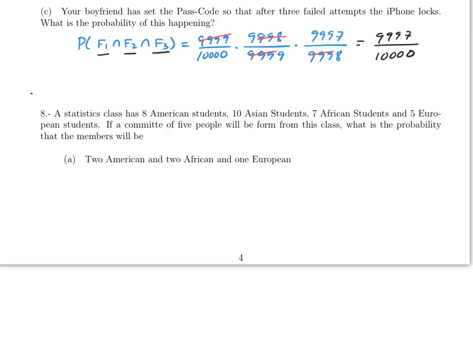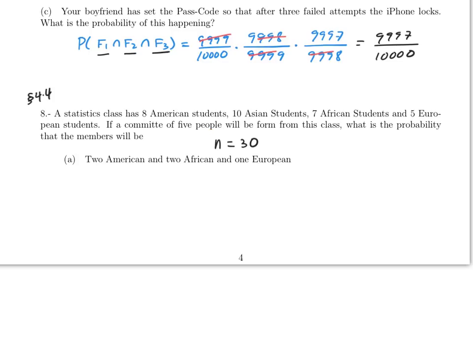The next question is also from 4.4. The first thing you have to do is count how many you have total, and you have 30 between Americans, Asians, Africans, Europeans. If you add it all, you have 30 people, so you need to figure this out first. The next thing you have to figure out is if you are using combinations or permutations. Since the order doesn't matter, since it's a committee, then you're going to use combinations.